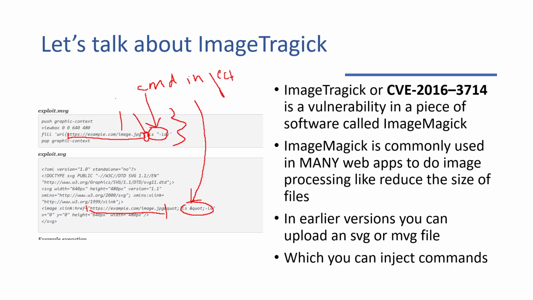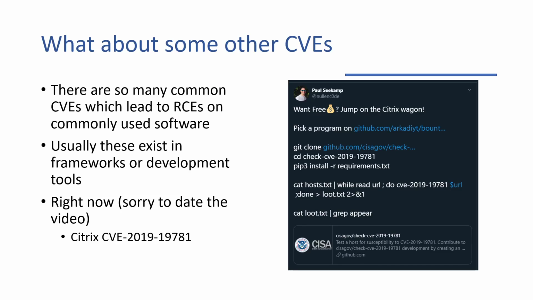It's very well documented, it's very well understood, and it still exists in a lot of applications because people use older versions of software even though they know how common it is. So this is one CVE that's very common, and we'll see people use it in a bit. What about some other CVEs?